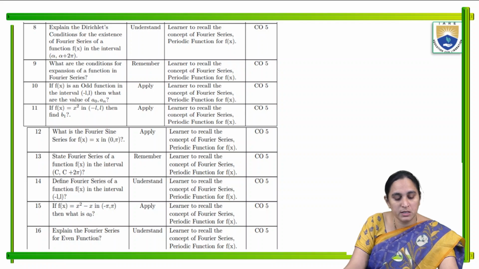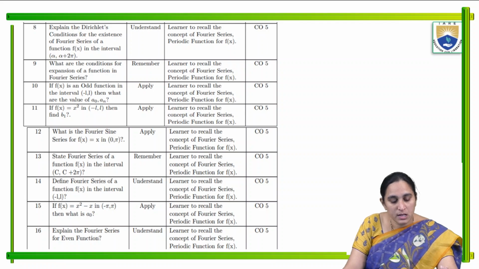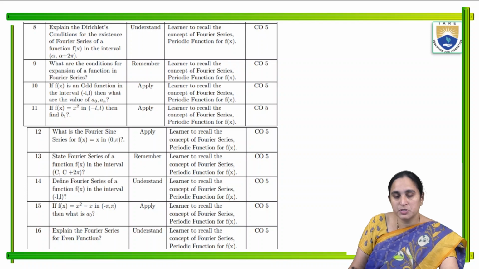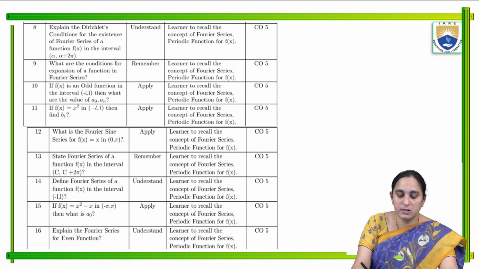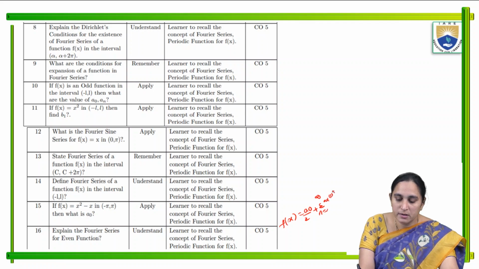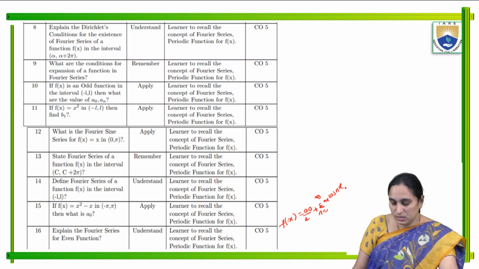And next question, if f of x is equal to x square minus x in minus pi comma pi, then what is a naught? Here, minus pi comma pi means this is full range. For that case, we can write the formula of a naught. Next, explain the Fourier series for an even function. Even function means what? F of minus x is equal to f of x for the given function. For that case, the series is f of x is equal to a naught by 2 plus sigma n is equal to 1 to infinity a n cos nx.